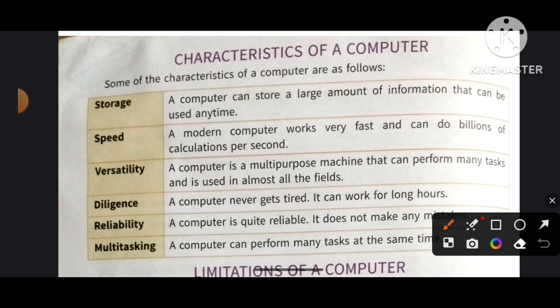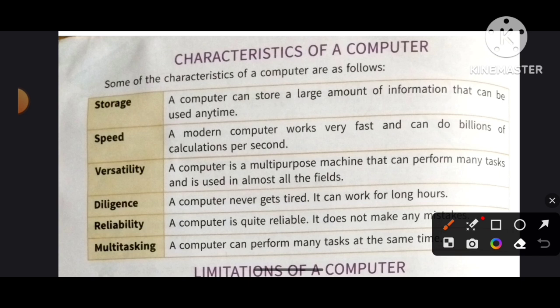Next is vigilance. What is vigilance? A computer never gets tired. It can work for long hours, because a computer is not a human who can get exhausted. A computer cannot be exhausted. It is not tired because it is a machine, so it never gets tired. It can work for a long time. Whatever you want to do on the computer we can do, day or night, and it never gets tired. So it is the diligence property.